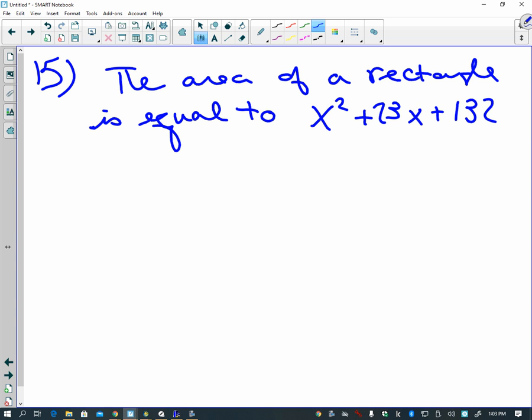Okay. Let's say the area of a rectangle is equal to that quadratic function. And we know that the length, let's say the length equals, let's see, let's make it something else. Well, we'll leave it. Say x plus 12. We want to know what the width is. What expression represents the width?